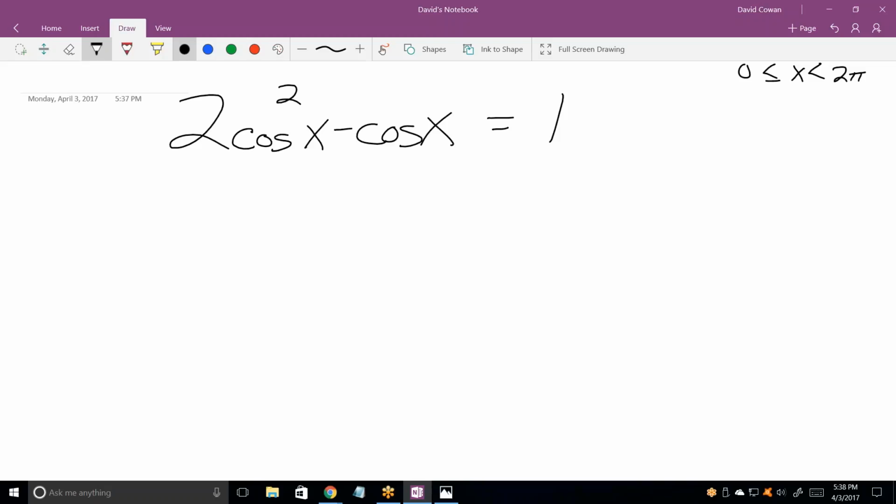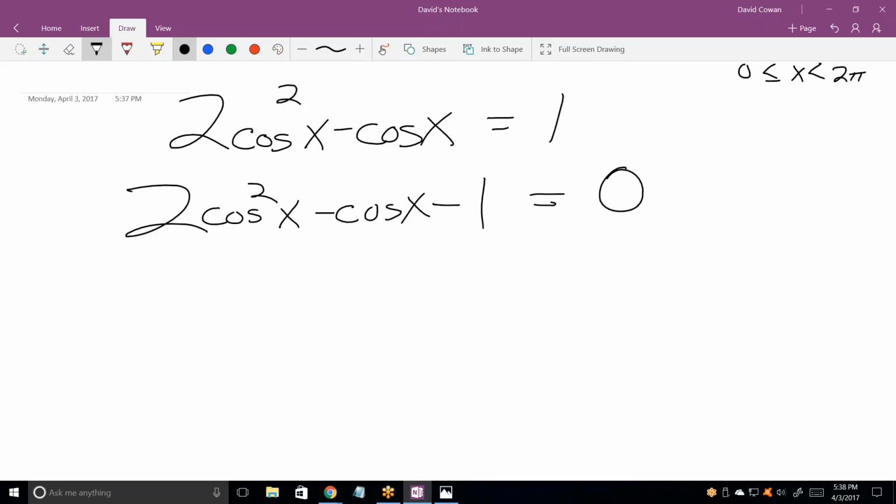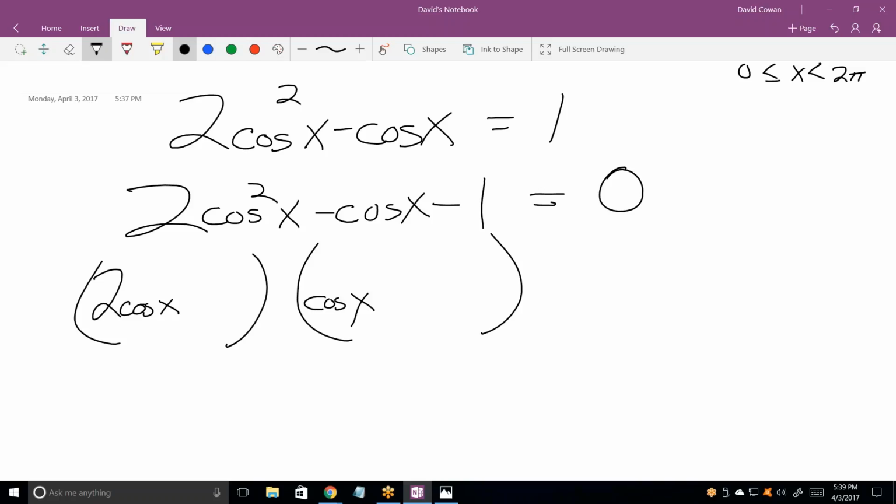I can't factor it yet. In other words, just like quadratics, I need the other side to be 0. So this needs to be my first step. Now I can treat it like a quadratic. Well, I know it's got to be 2 cosine x and cosine x for starters. What's the rest of it? Wouldn't it be plus 1, minus 1? Yep.